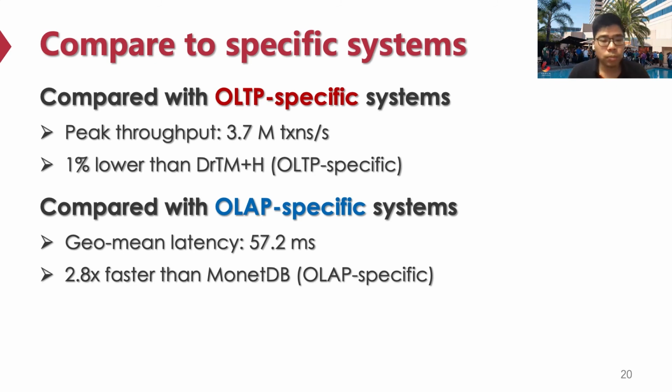For the OLTP only workload, the peak throughput is 3.7 million transactions per second, which is 1% lower than the state-of-the-art OLTP specific systems. And for the OLAP only workload, the mean latency of Vegito is also comparable with the state-of-the-art OLAP specific systems.